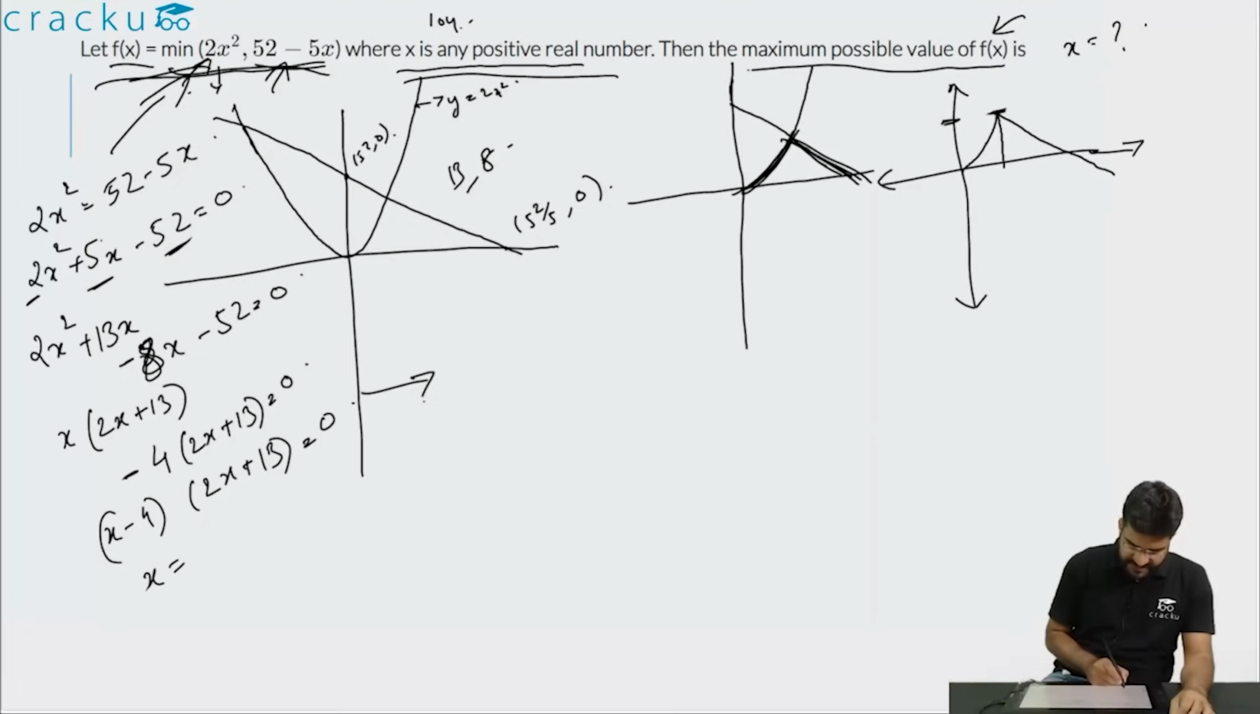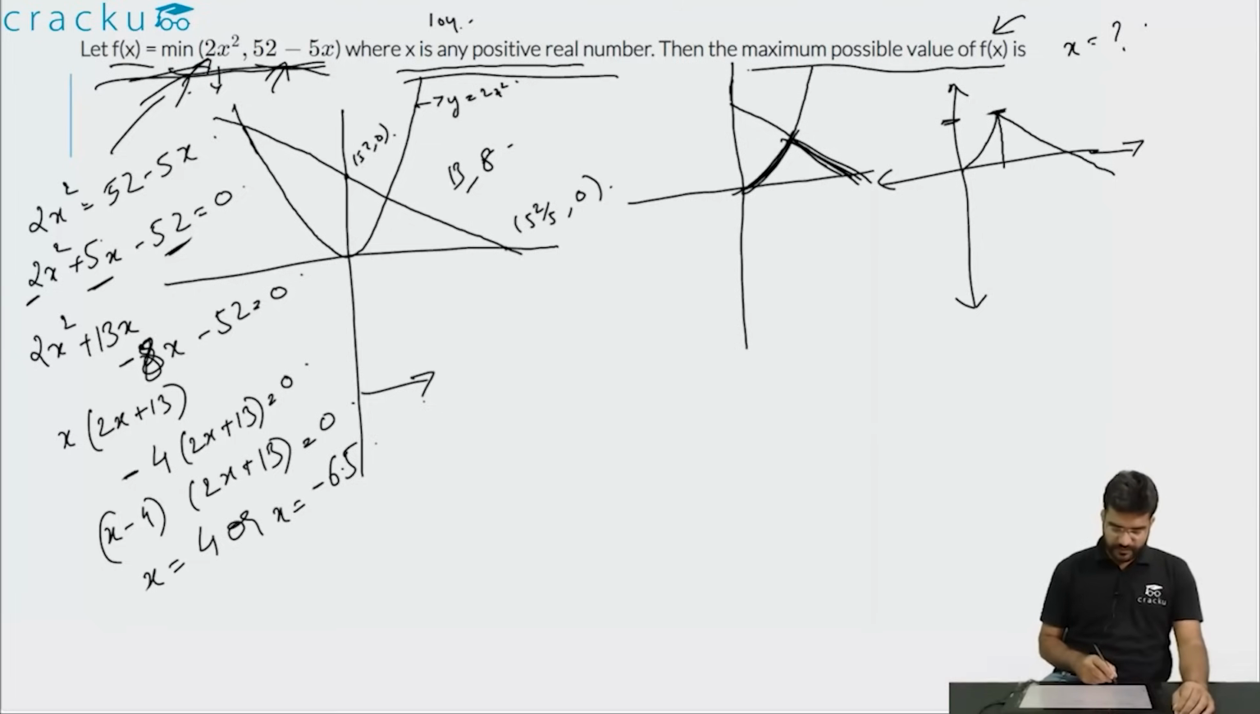Therefore the two curves intersect when x is equal to 4 or when x is equal to minus 13 by 2, which is minus 6.5. Of these two solutions, we can ignore x is equal to minus 6.5 because we are only concerned when x is a positive real number.